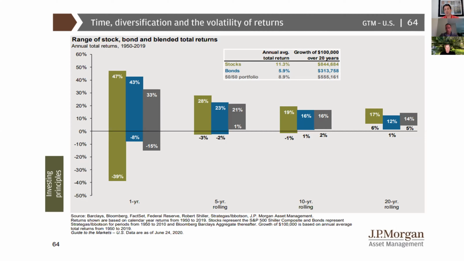But the most telling is the 20-year rolling period. Over every 20-year rolling period between 1950 and 2019, the worst return you would have had in stocks would be 6% per year. Per year. That's your money doubling about every 12 years. The best annualized return you would have had is 17% per year.